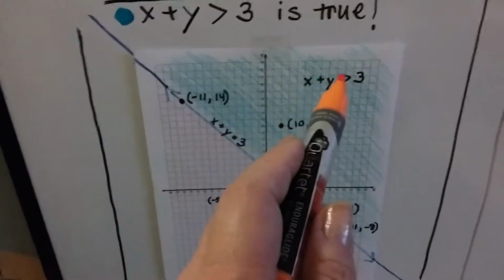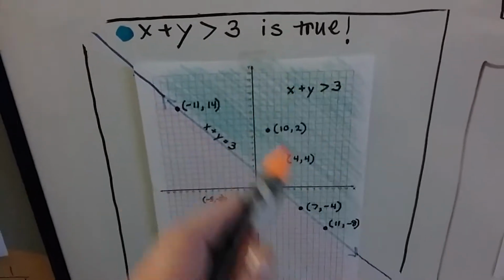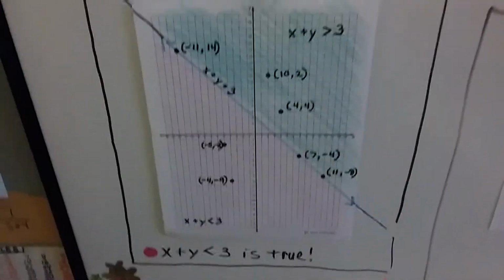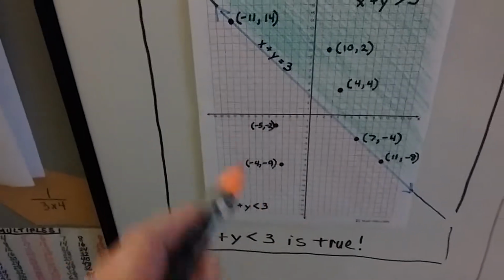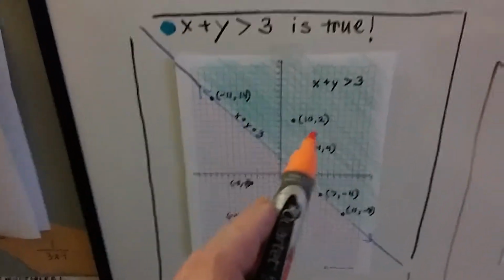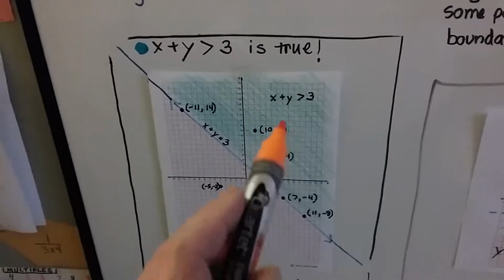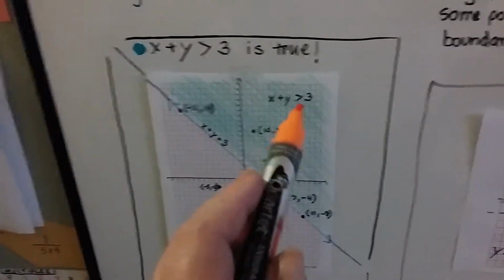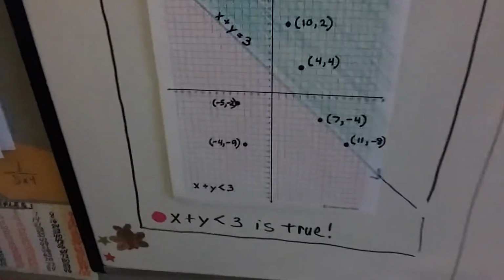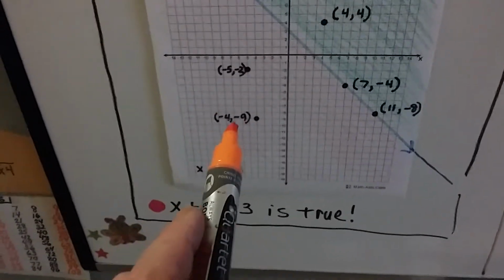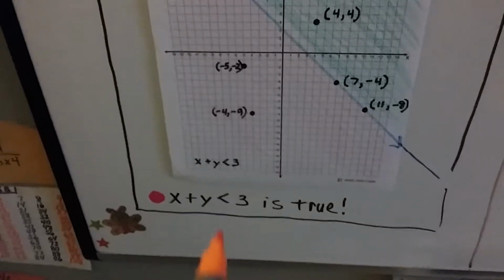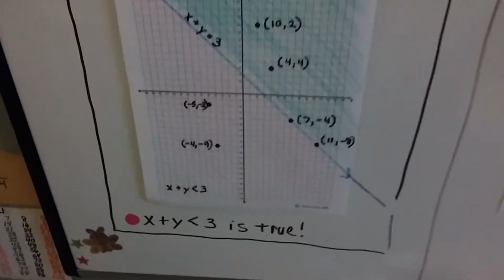But for x plus y is greater than 3, that would be everything up here in this half plane. And for x plus y is less than 3, it would be everything down here in this half plane. See, if x was 10 and y was 2, 10 plus 2 is 12. Well, that's greater than 3. And any point we pick down here, -4 plus -9 is -13. That's less than 3, so that's true.